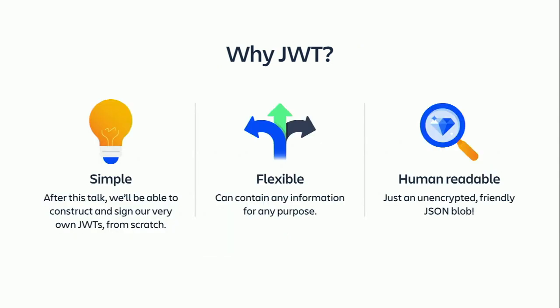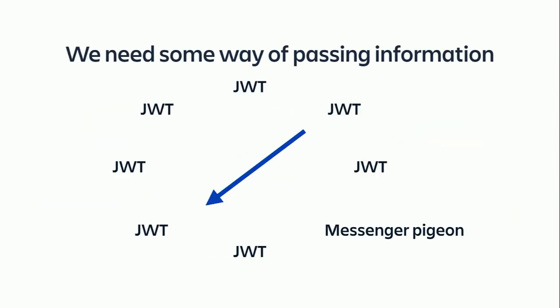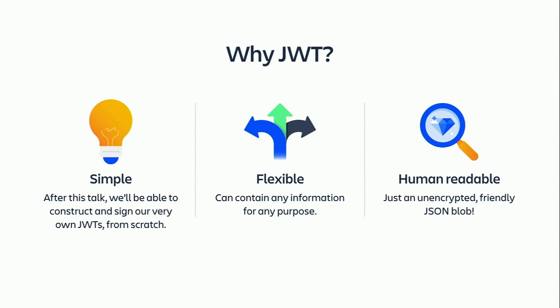All right, so why JWT? I mean, we had so many options to choose from. Well, first of all, it's simple. So after the talk, we'll all be able to construct and sign our very own JWTs from scratch. It's flexible. You can put anything you want in it. It's just a JSON blob. It's commonly used for things like containing a self-contained session token. And in our case, we're going to try and use it for an authentication token. Finally, it's human readable. It's just a friendly, unencrypted JSON blob.